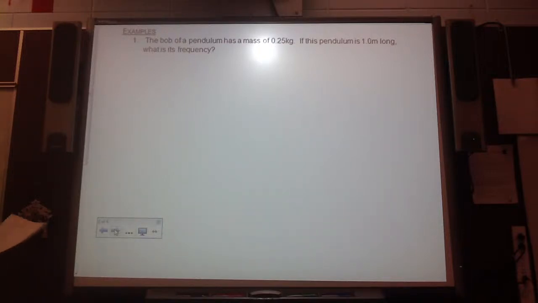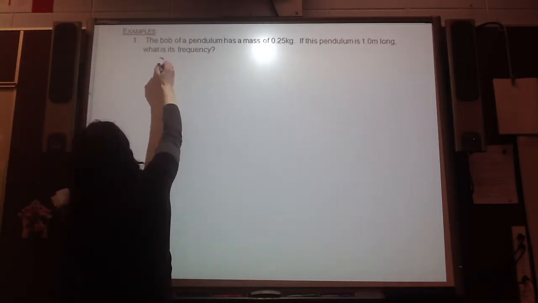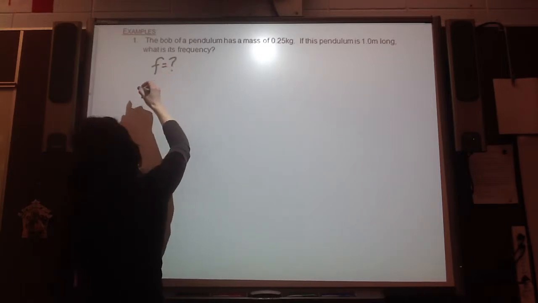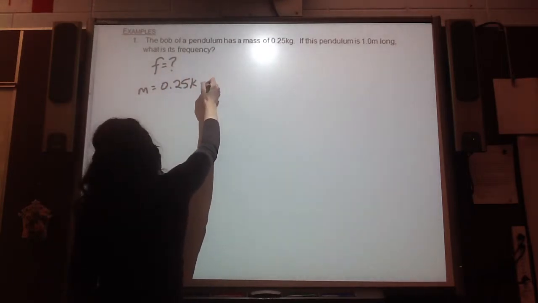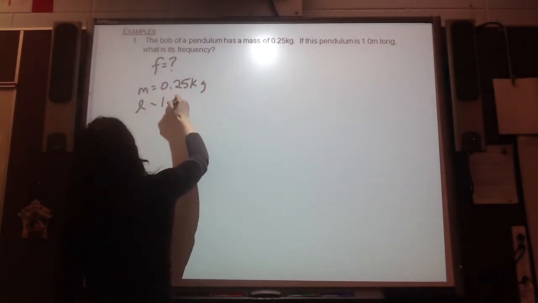Okay. The bob of a pendulum has a mass of 0.25 kilograms. If this pendulum is 1 meter long, what is its frequency? So we are looking for F. We know our mass is equal to 0.25 kilograms, and our length is 1.0 meters.